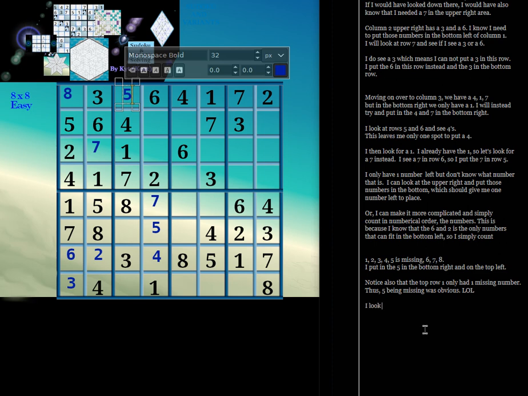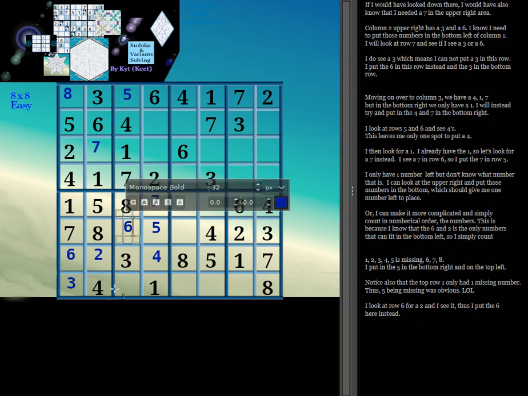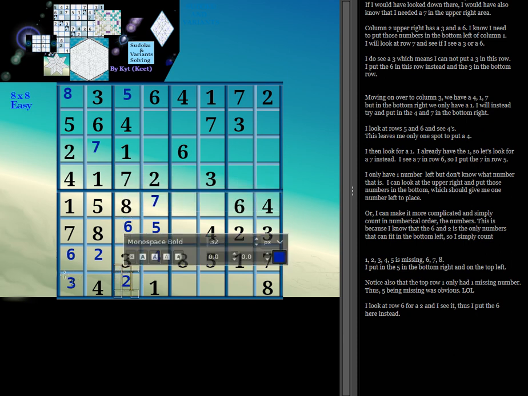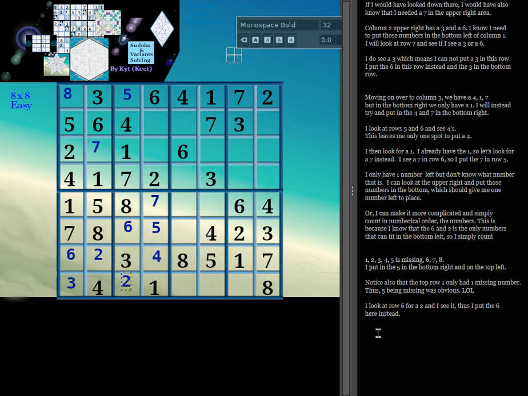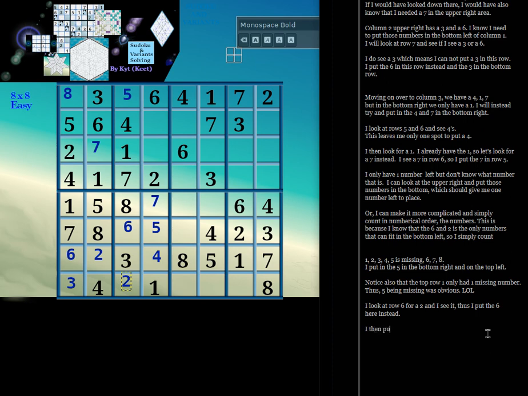Okay, I look at row 6 for a 2 and I see it. Thus, I put the 6 here instead. And then put the 2 in the last spot.